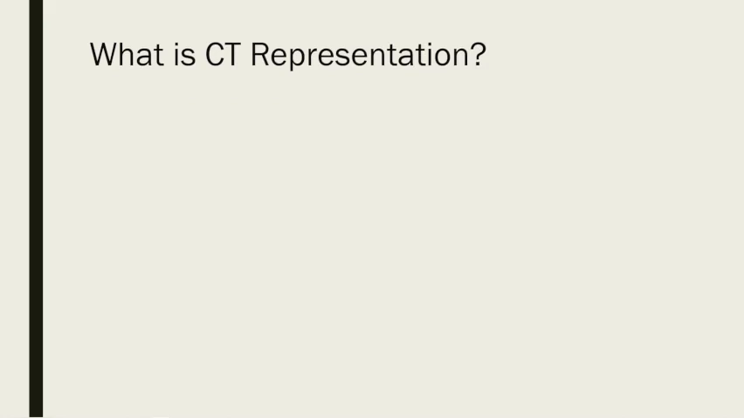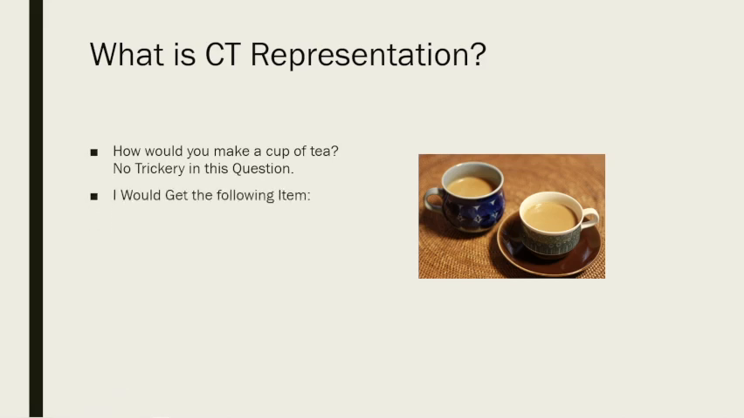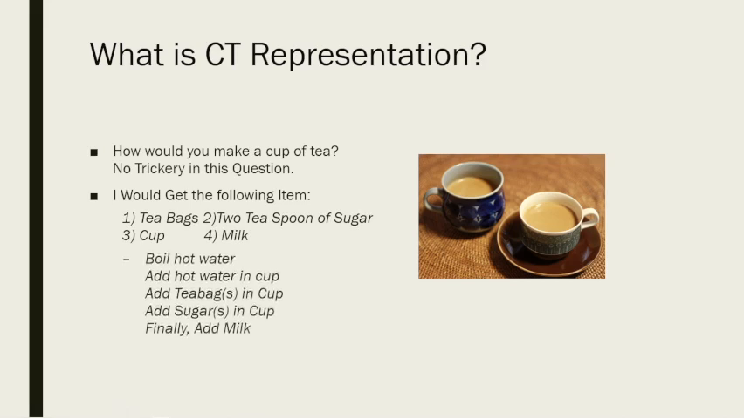Now, I want you to imagine your perfect cup of tea. There's no trickery in this question, but how do you make it? I will get the following items: tea bags, 2 teaspoons of sugar, a cup, and milk. I'll boil the hot water, add the water in the cup, add the tea bag in the cup, add the sugar in the cup, finally add milk.